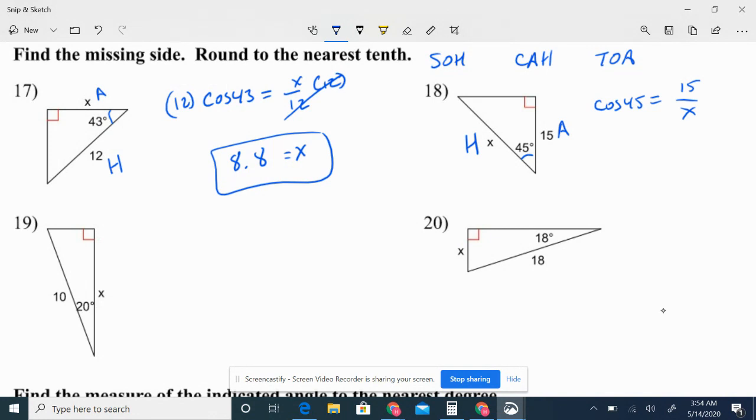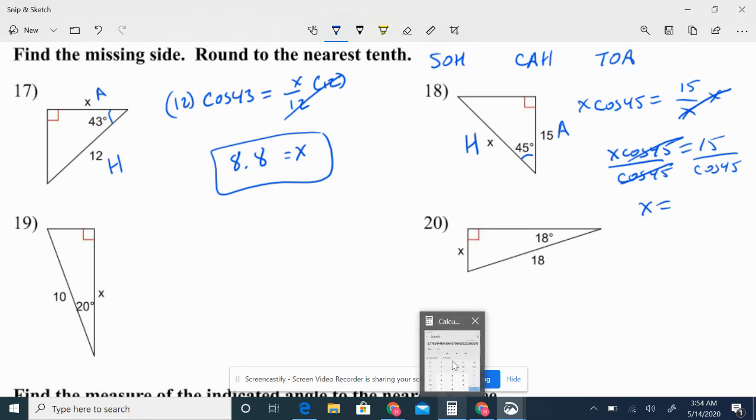Let me multiply both sides by x to get rid of the fraction. So I have that x times cosine of 45 is equal to 15. I don't have x by itself at this moment. Let me divide by cosine of 45. That way they cancel out. And I get that x is equal to 15 divided by cosine of 45.